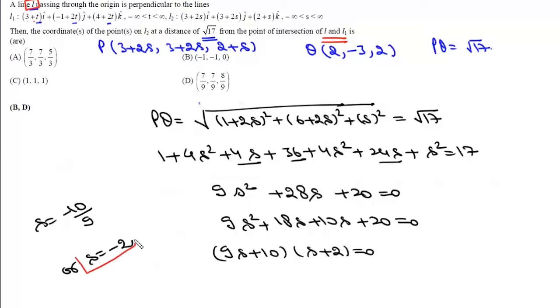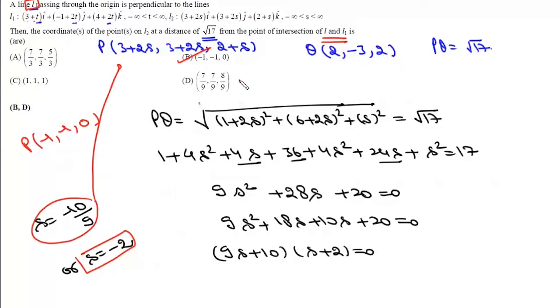Now if we take s as minus 2, then we can write this point as 3 minus 4, minus 1, and then 2 minus 2 will be 0. So it will be minus 1, 0. That's your option B. And if we put s as minus 10 by 9, then in that case, this point will be 3 minus 20 by 9, which is 7 by 9. Next one will also be 7 by 9. And then it will be 2 minus 10 by 9, which is 8 by 9. And that's your option D. So the 2 points on this line L2 are minus 1, 0, and 7 by 9, 7 by 9, and 8 by 9. The correct options are B and D.